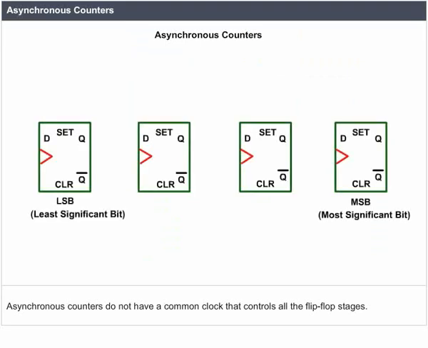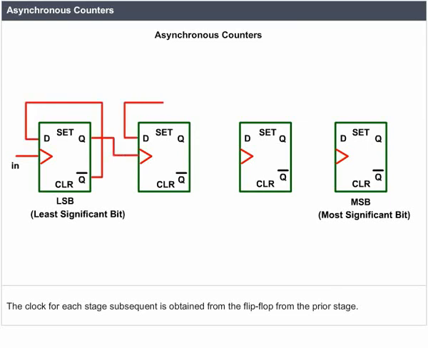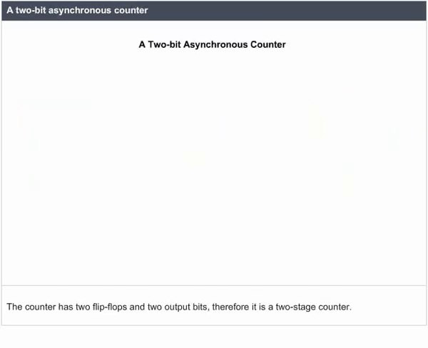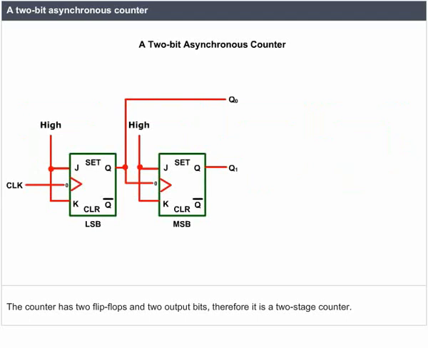Asynchronous counters. Asynchronous counters do not have a common clock that controls all the flip-flop stages. The control clock is input to the first stage, or the LSB stage, of the counter. The clock for each subsequent stage is obtained from the flip-flop from the prior stage. A 2-bit asynchronous counter. The counter has 2 flip-flops and 2 output bits. Therefore, it is a 2-stage counter. The input clock does not trigger both flip-flops. Therefore, it is an asynchronous counter.